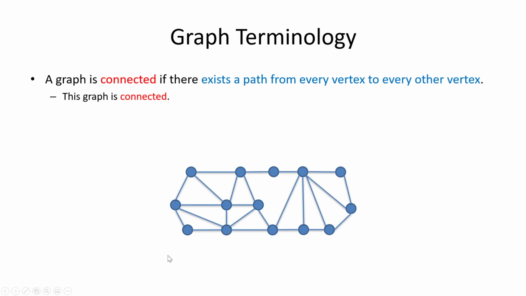Looking at this graph, it's pretty clear that this one is connected, but this would be a disconnected graph. Then we can clearly find a couple points here that have no paths between them. In fact, this point right here is completely isolated.